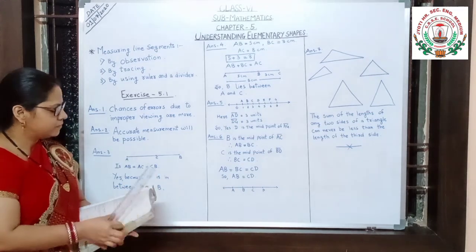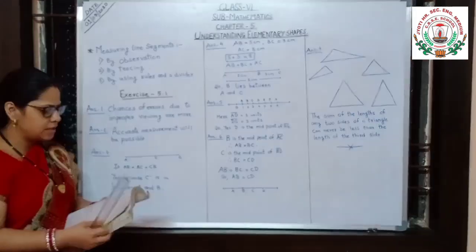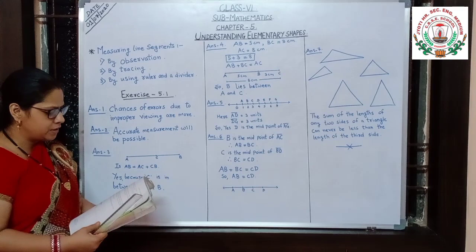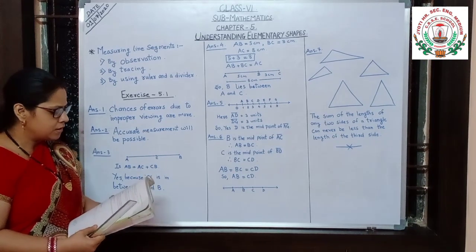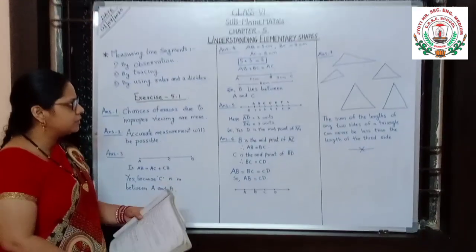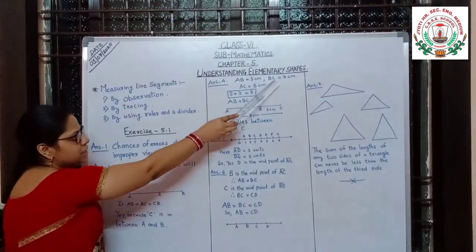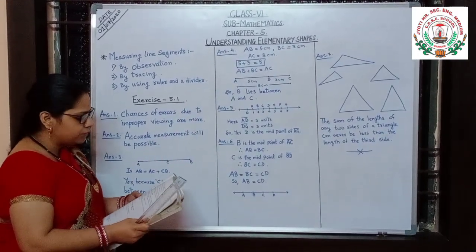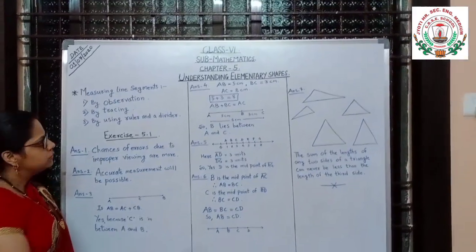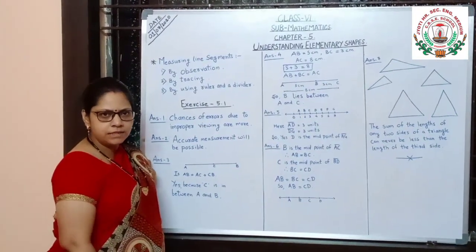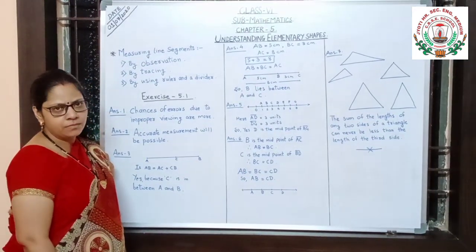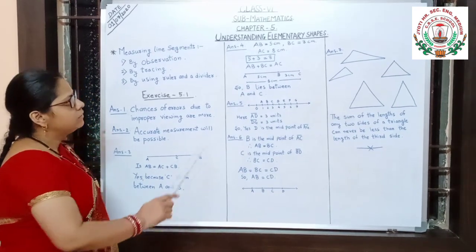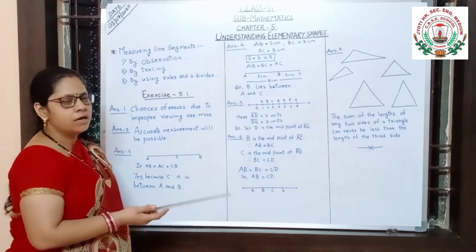Now the fourth question. If A, B, C are 3 points on a line such that AB is equal to 5 cm, BC is equal to 3 cm and AC is equal to 8 cm, which one of them lies between the other two? 3 alphabets are there, A, B and C. So which one of them will lie in the middle of the other two? So the sum of which two will give you the third one?